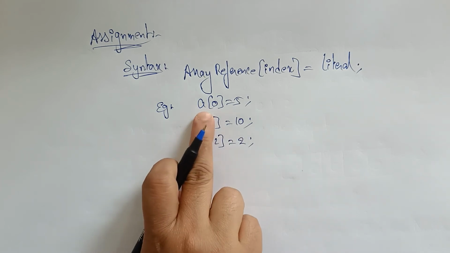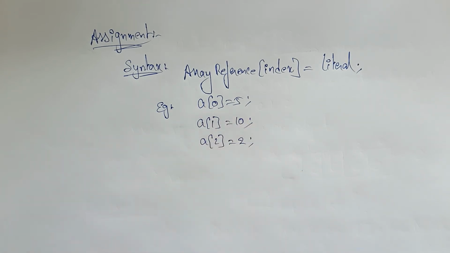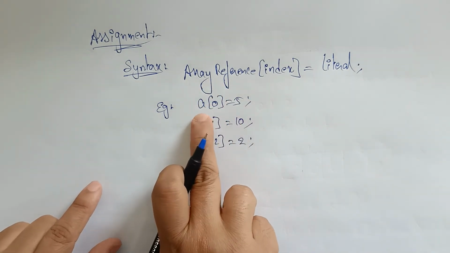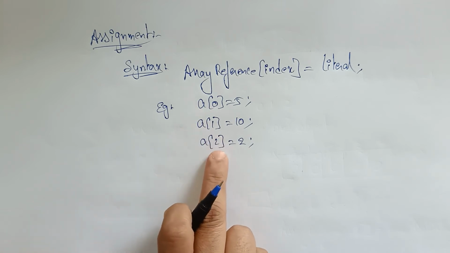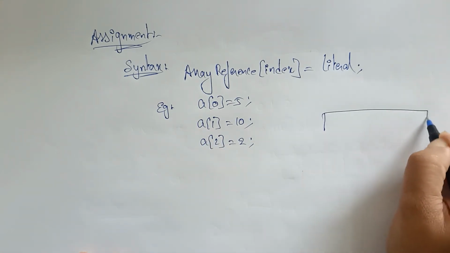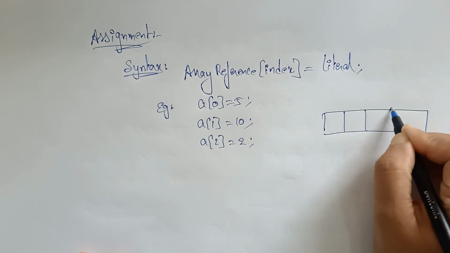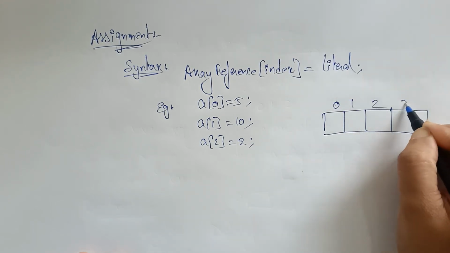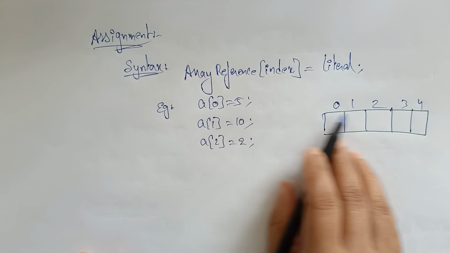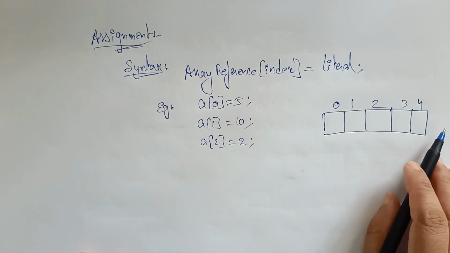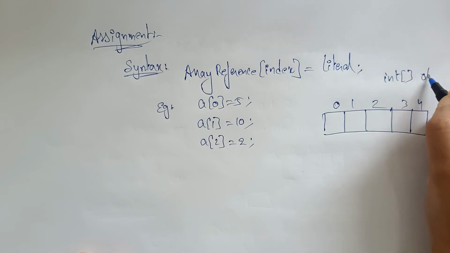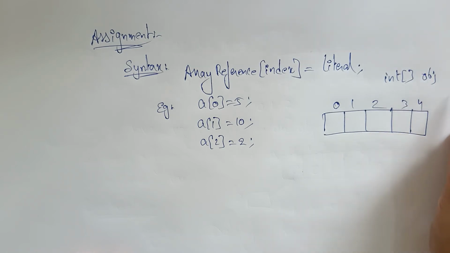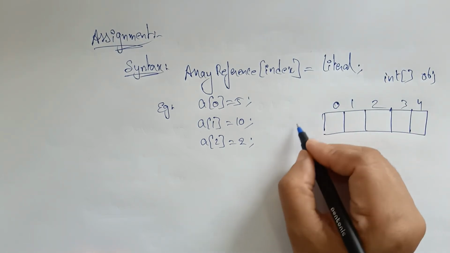I am assigning each index with a value. That's it. Here I am not writing any data type, nothing. I am just writing the array reference with an index. This is an array, a is the array reference, and here this is an index. So whatever memory was allocated previously, 0, 1, 2, 3, 4, array of 5 memory locations will be allocated. Whenever the int object is created, it allocates a memory location.